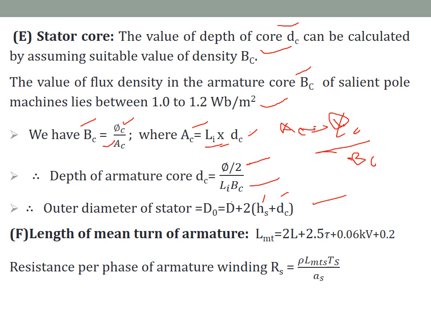Okay. Now the length of mean turn of the armature LMT is equal to 2L plus 2.5 tau plus 0.06 kV plus 0.2. This is an empirical formula. Now once you find LMT, you can find the resistance per phase of the armature winding RS, that is rho LMT TS by AS. We have already found the cross-sectional area and turns per phase. Now LMT TS you can find, so the resistance per phase of the armature winding can be found.